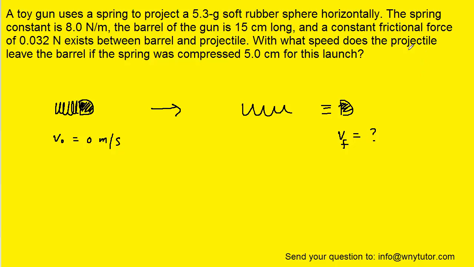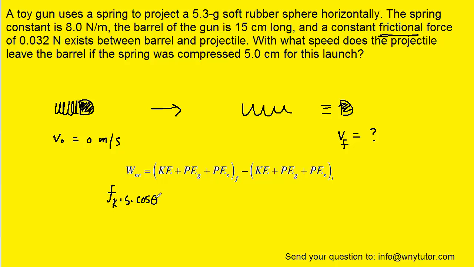Now, because of the presence of friction, we have to use a special version of the work energy theorem. This is an equation that's presented in the chapter. You're going to use this equation whenever friction is present and you're trying to use an energy approach to solving the question. WNC is going to be the work done by friction, which we know can be represented by the frictional force multiplied by a distance multiplied by the cosine of an angle.